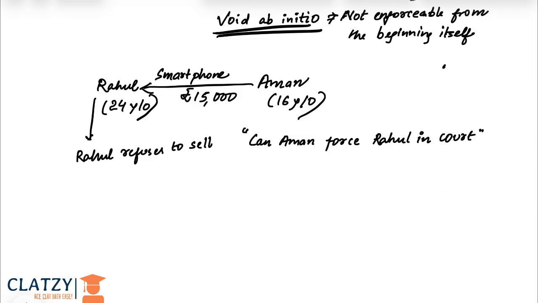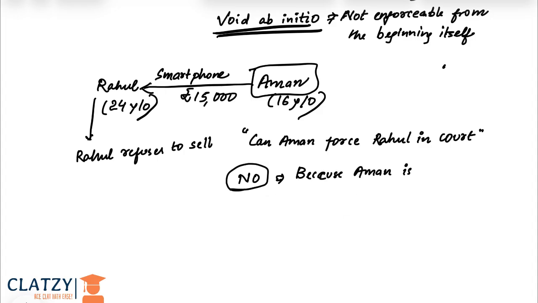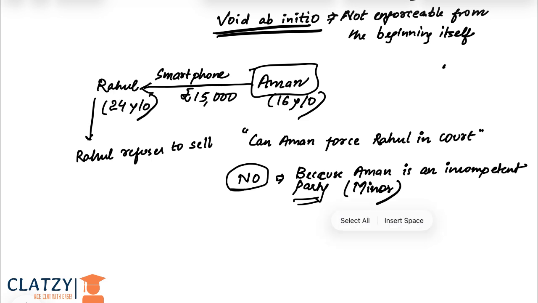Okay, the answer is a clear no. Why? Because Aman is an incompetent party. And why is he incompetent? It's very simple. You can answer in comments. Because he is a minor. Aman is 16 years old, and anybody who is below 18 is a minor. Therefore, Aman is a minor. Aman is not competent to enter into an agreement.